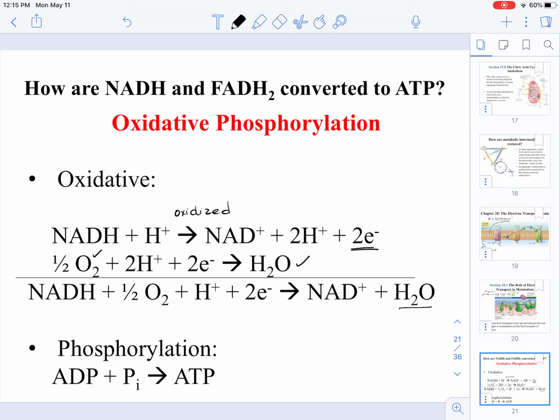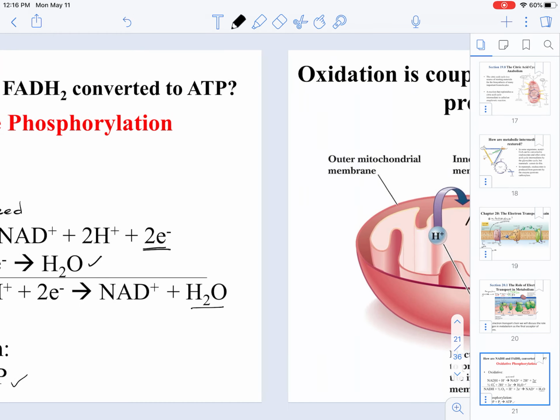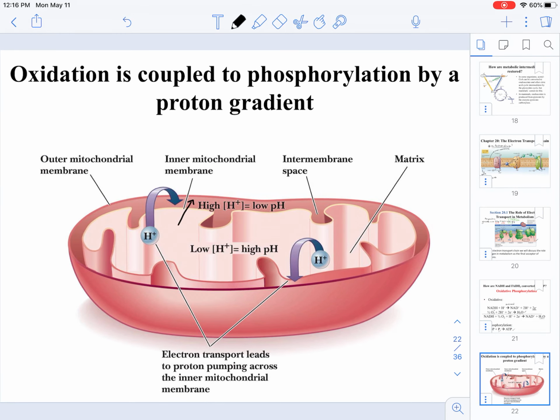Now, phosphorylation, we are going to see in detail later how a proton gradient is going to be created, and ultimately a complex called ATP synthase is going to be generating ATP by combining ADP and phosphate. So understand that the processes of oxidation and phosphorylation are coupled to one another by a proton gradient, which is a term that I introduced in the previous slide.